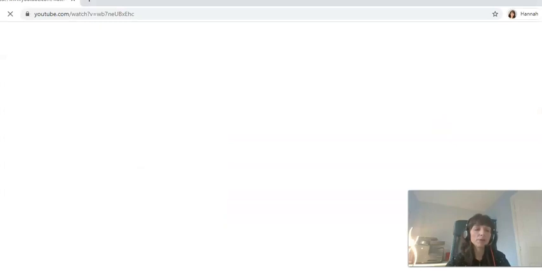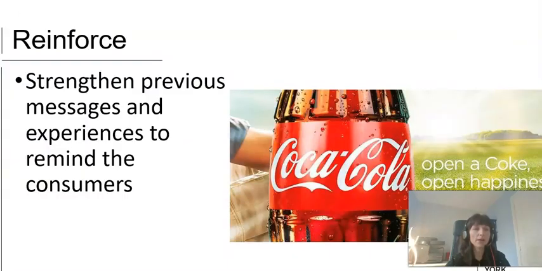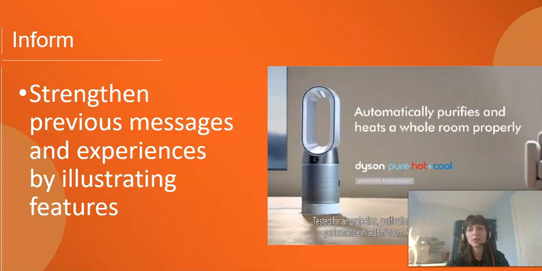Then we've got, in terms of reinforcing, we have Coca-Cola. And you see what I was saying about Coca-Cola's branding? They've got a very generic background, open a Coke, open happiness. We can't tell what country that person's from. They could even be male or female, we don't know. But the hero is Coca-Cola. So that strengthens this association with happiness and Coca-Cola because we already know Coke, so we know it's the brand. You know, what they're trying to say is the brand to go for.